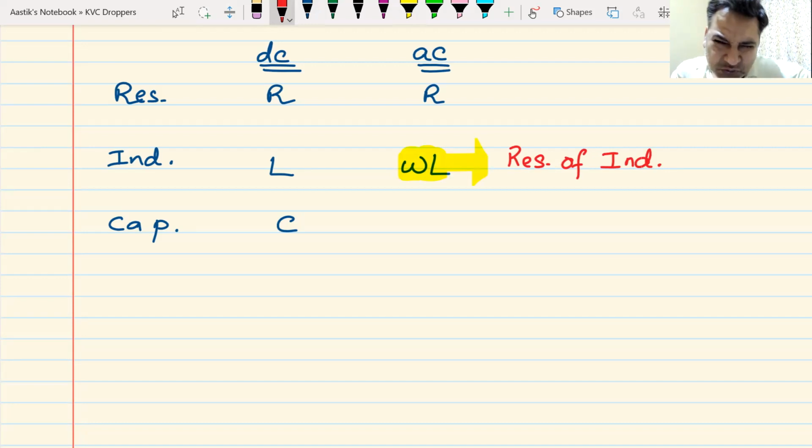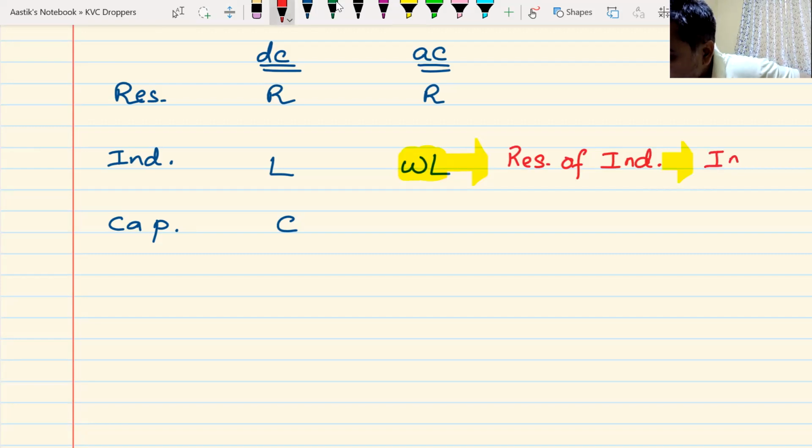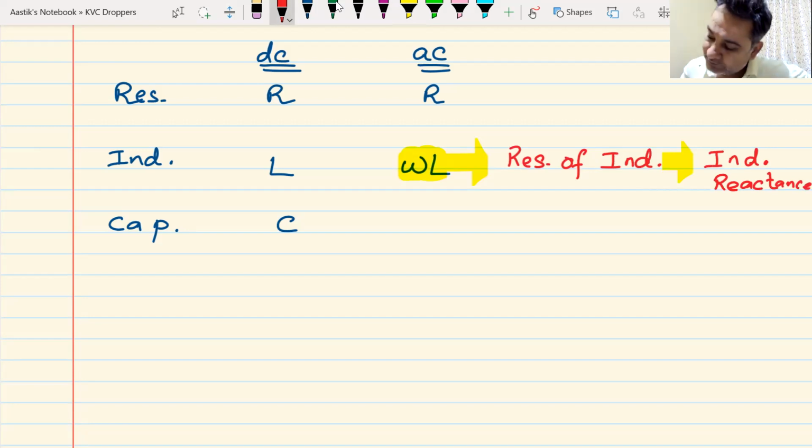But it does not look good to call it the resistance of the inductor. Instead of calling it the resistance of the inductor, we call it by a different name, and the name is inductive reactance. Inductive reactance. Am I clear? Yes, sir. If you multiply omega with L, it will give you the resistance of the inductor in an AC circuit.